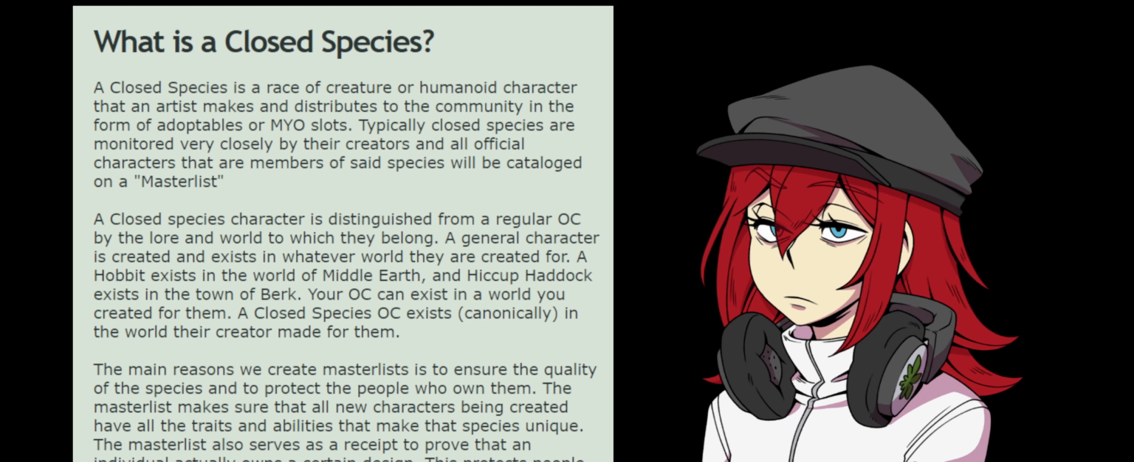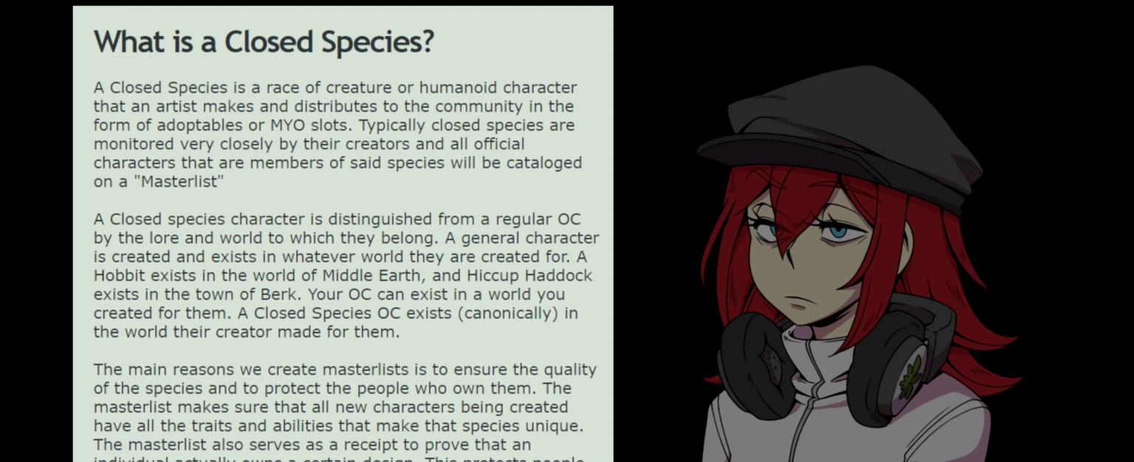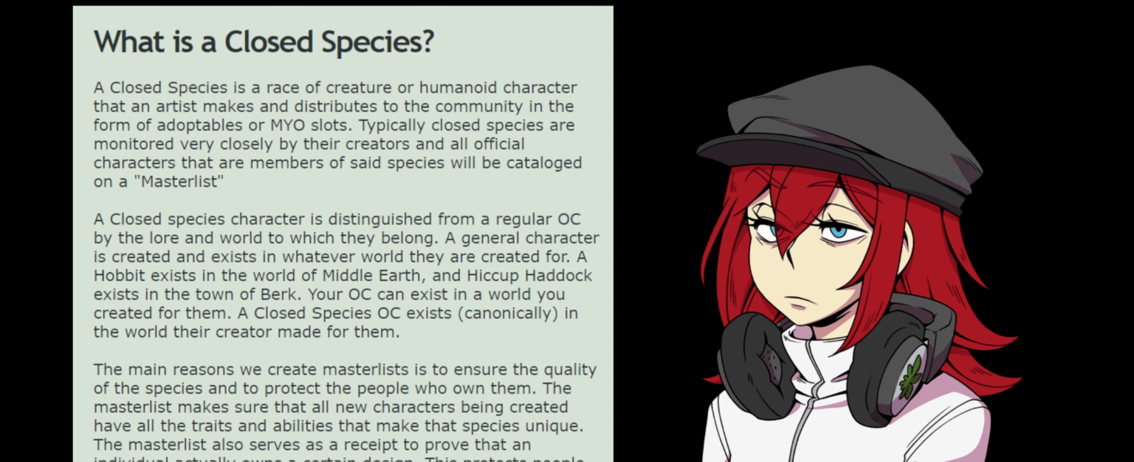What is a closed species? A closed species is a race of a creature or a humanoid character that an artist makes and distributes to the community in the forms of adoptables or MYO slots. Typically, closed species are monitored very closely by the creators, and all official characters that are members of said species will be catalogued on a master list.